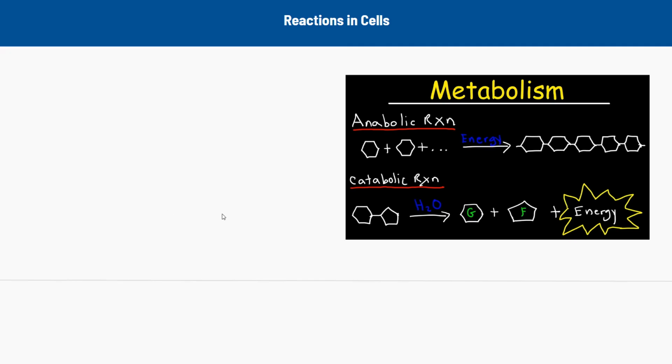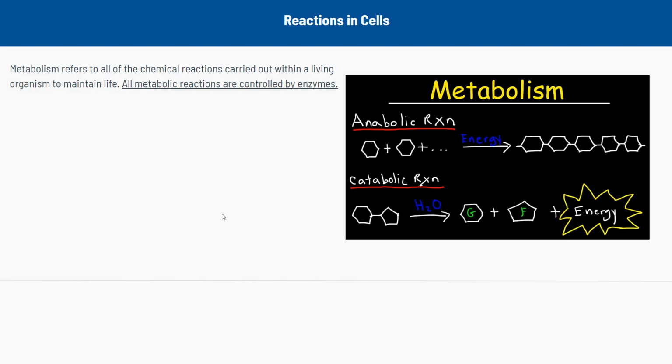So this little diagram explains a lot about these two different reactions. So anabolic reactions, you're going to first start off with smaller molecules and with the use of energy, produce one large complex molecule. For catabolic reactions, we're going to start with a large molecule and create energy and other small molecules.